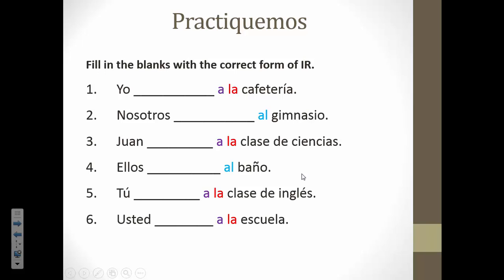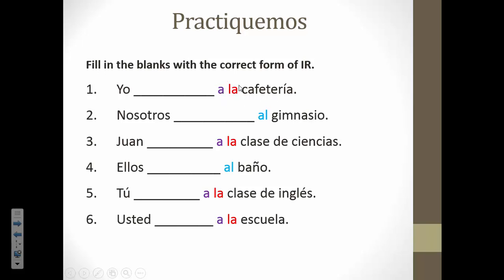Okay, look at cuatro. They go to the bathroom. Ellos van al baño. They go to the bathroom. We need van because that's the form that matches ellos. Okay, look at cinco. Tú vas a la clase de inglés. We need to use vas because that's the form that matches tú. And then número seis, usted. Using the chart, which form of ir do we need? We need va. Usted va a la escuela.